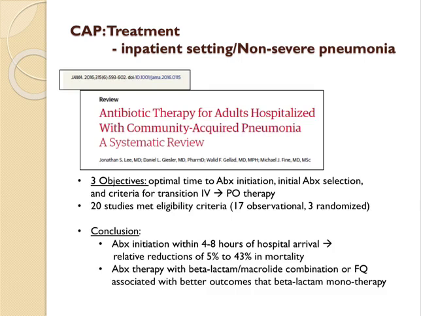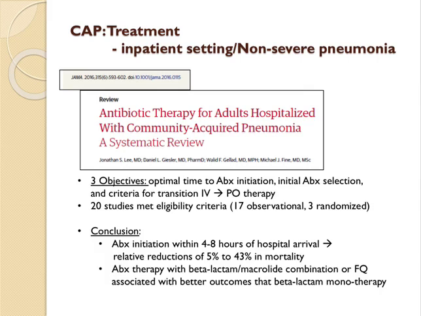So this was a systematic review which was published in JAMA back in 2016 on antibiotic therapy for adults hospitalized with community-acquired pneumonia. And they had 3 objectives for this study. They studied the optimal time to antibiotic initiation. Number 2 was the optimal initial antibiotic selection. And number 3, what are the criteria for transitioning IV to oral therapy? There were 20 studies that met eligibility criteria for this systematic review.